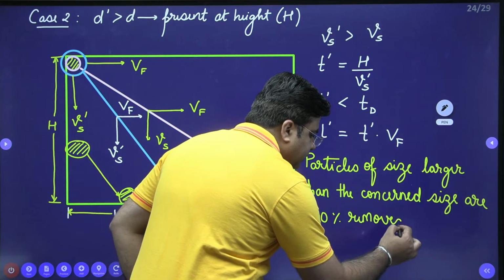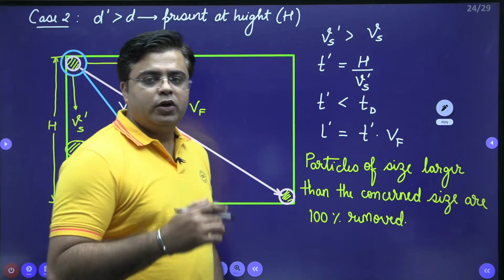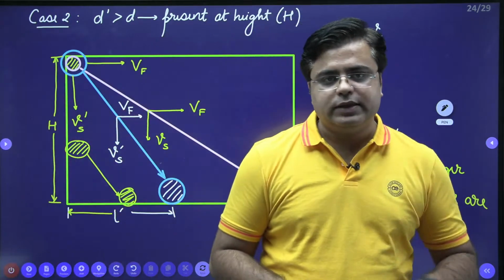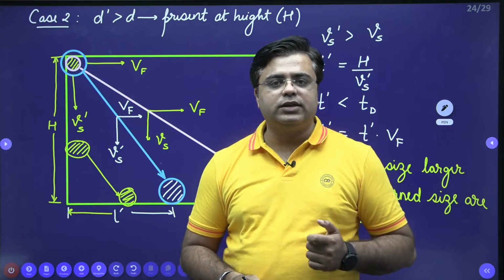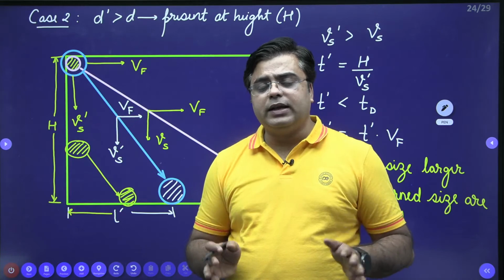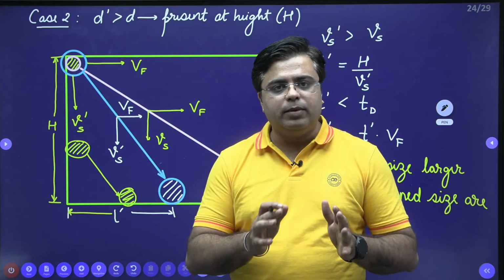Particles larger than the concerned size are 100% removed. So till now, there are two sizes of particle: one is the concerned size and the second is the size more than the concerned size. All these particles will be removed completely from the water in the available time Td.